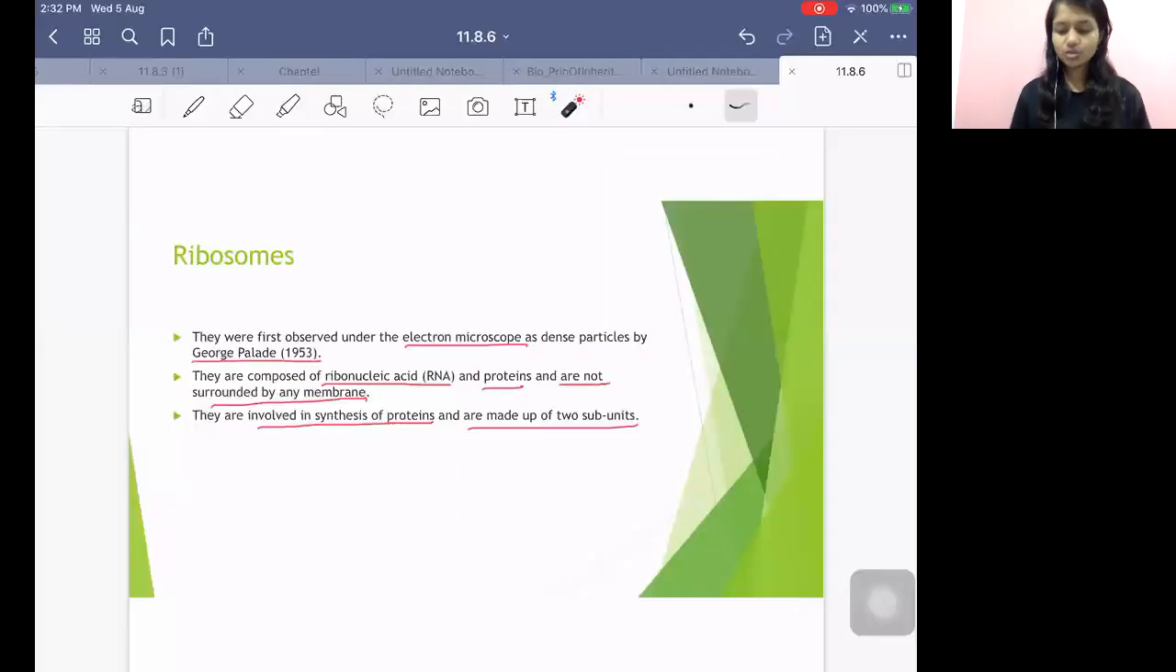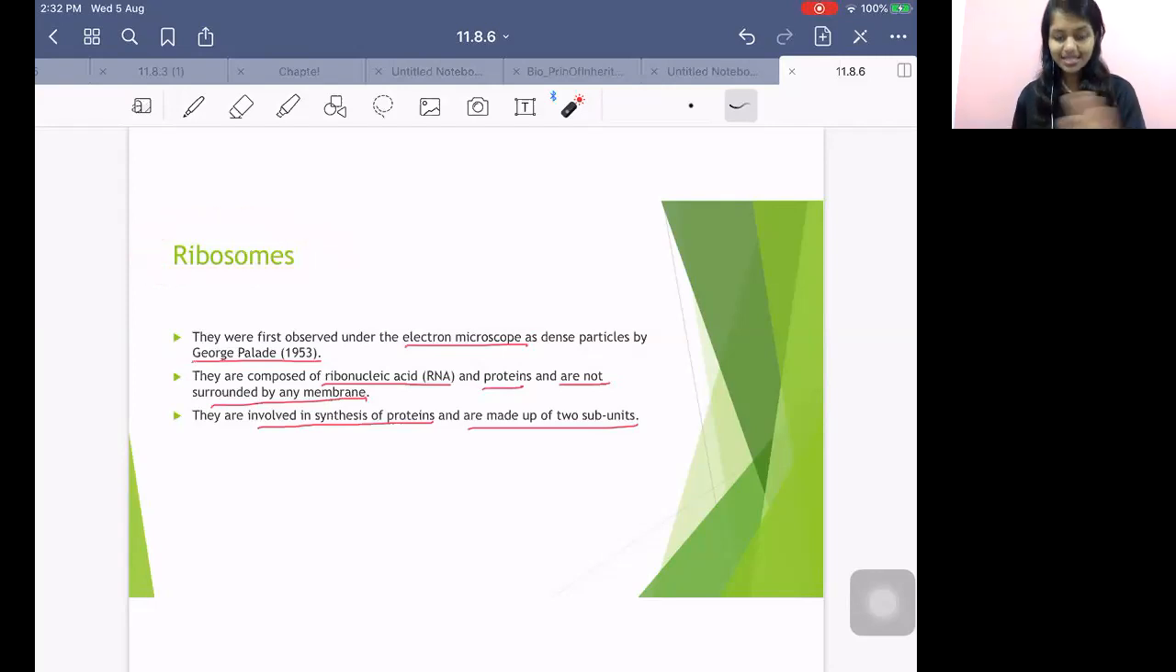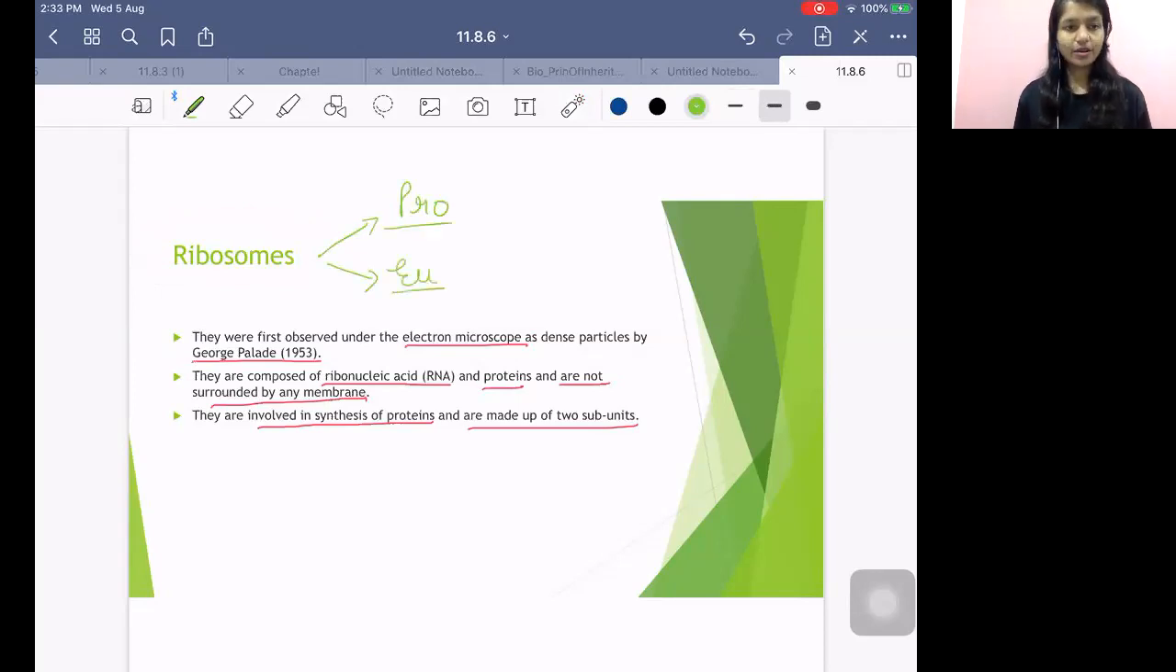So after peroxisome, we are learning ribosomes. We know it is the non-membrane bound structure which you get in prokaryote as well as eukaryote. In prokaryote, what is the type? 70S. In eukaryote, it is 80S.